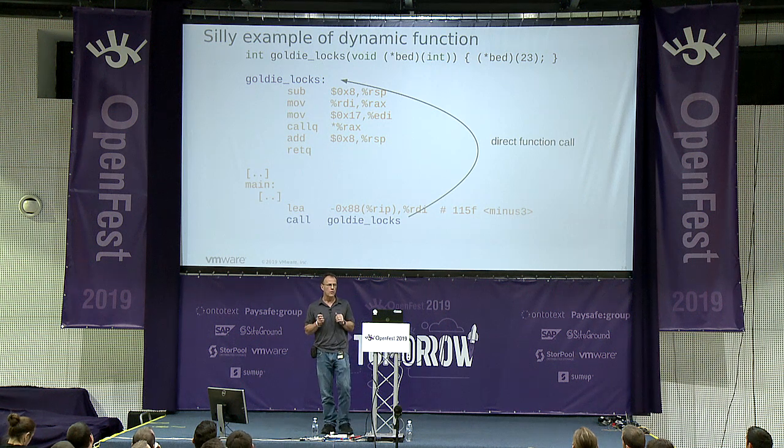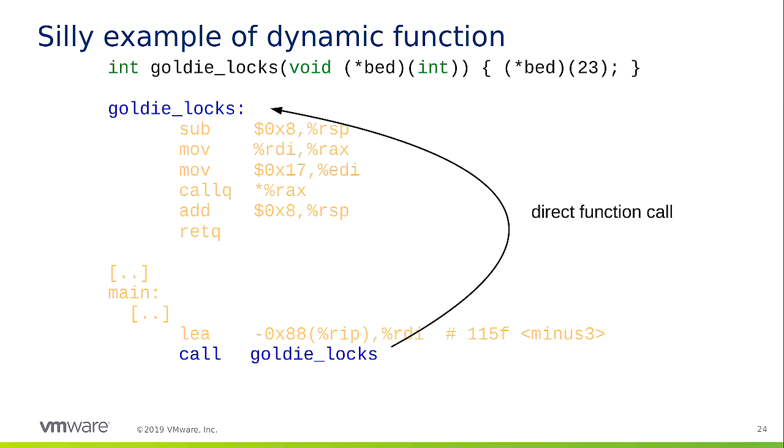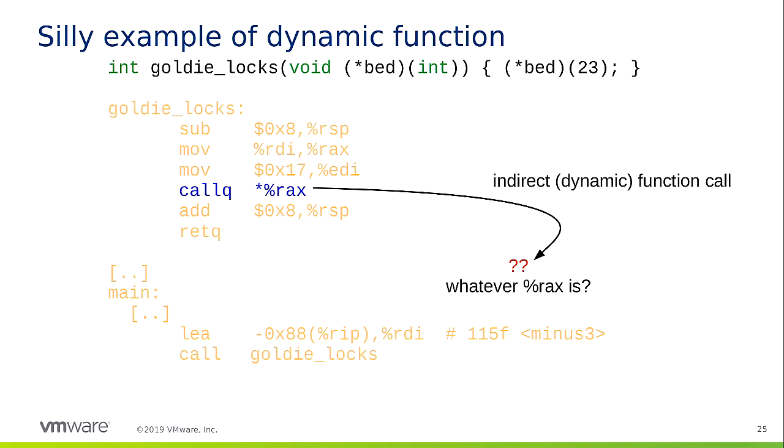So down at the bottom, you saw a call to Goldilocks. That's a single command and it jumps to Goldilocks. That's called a direct function call. If I disassemble this and actually look at the machine code, there'll be a hard-coded address that takes you right to Goldilocks. The call RAX is called an indirect function call. What this is doing is calling something that's inside a register. So whatever RAX is, it's going to call. You don't know. The CPU can't know what it is.